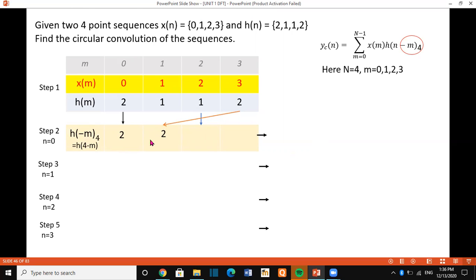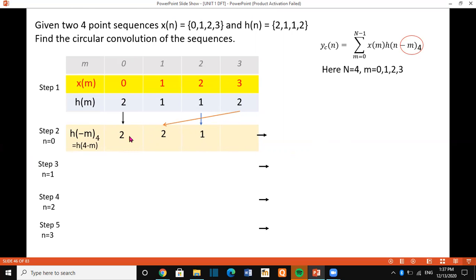Let's take the second sample point again. Here we have m equal to 2. If m is equal to 2, then this will become h of minus 2 modulo 4. What is h of minus 2 modulo 4? That is nothing but h of 4 minus 2, and 4 minus 2 is 2. So h of minus 2 is nothing but h of 2. And h of 2 is 1. That means this 1 will come as it is over here.